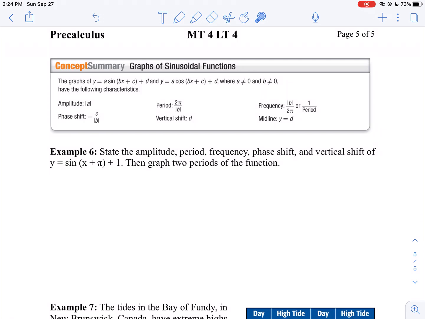So on example 6, we want to state the amplitude, the period, the frequency, the phase shift, and the vertical shift of y equals sine of x plus pi plus 1. Then I want to graph 2 periods of that. So let's start with the amplitude. Well, there is no number you see in front of the sine. So it's 1, because if it was 0, it wouldn't be there.